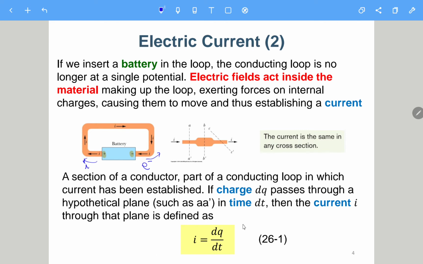Okay, so here it says the definition of the current. The definition of the current is the time derivative of the charge. So if charge dq passes through a hypothetical, which means imaginary, plane, such as AA, in time dt, then the current I through that plane is defined as I equals dq/dt.